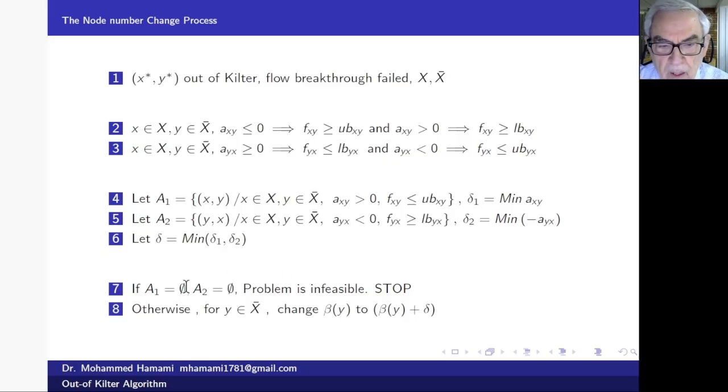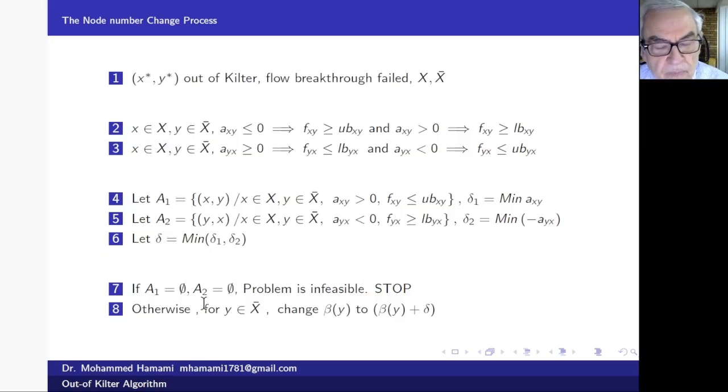Now, if A1 is empty and A2 is empty, then we stop. The problem is infeasible. We're going to show that in this case, there is no feasible circulation, in other words, a circulation for which the flow is between the upper bound and the lower bound. And we stop. There is no solution to the problem.